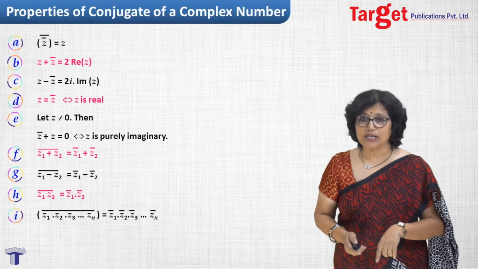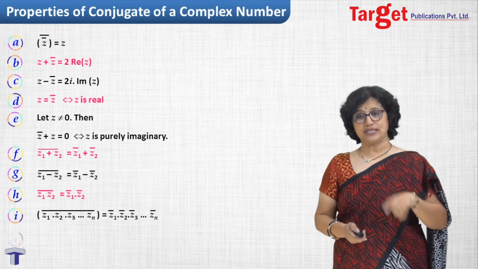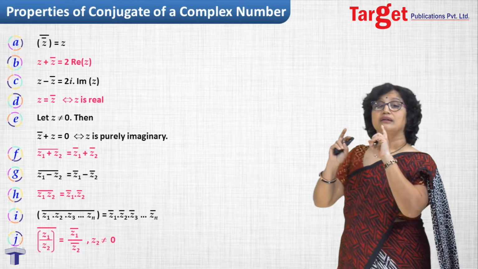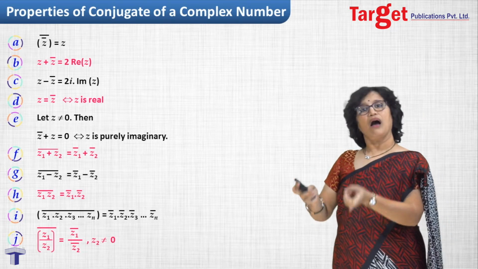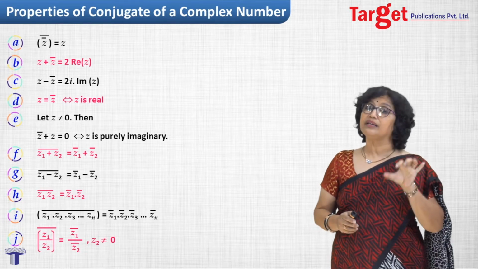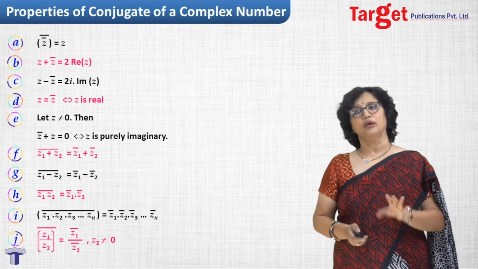Now are we not expecting the quotient next? Next, it has to be the conjugate of z1 upon z2. Yes, true. Now the conjugate of z1 upon z2 is z1 bar upon z2 bar, provided the quantity written in the denominator is not 0. That means if z2 is not 0, then only the result is true.